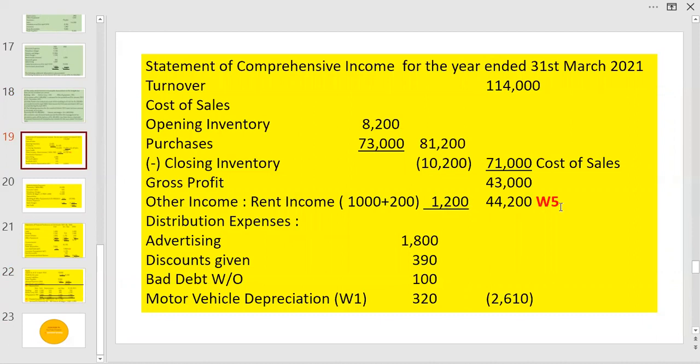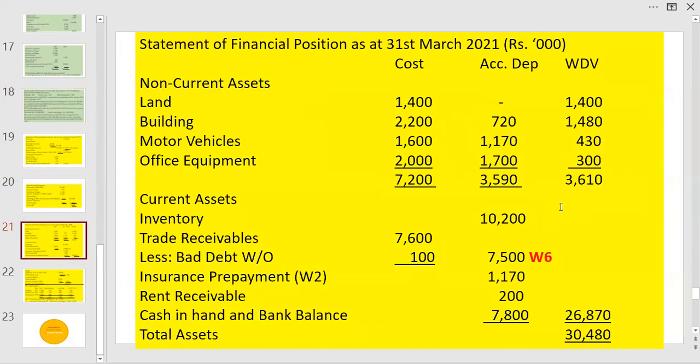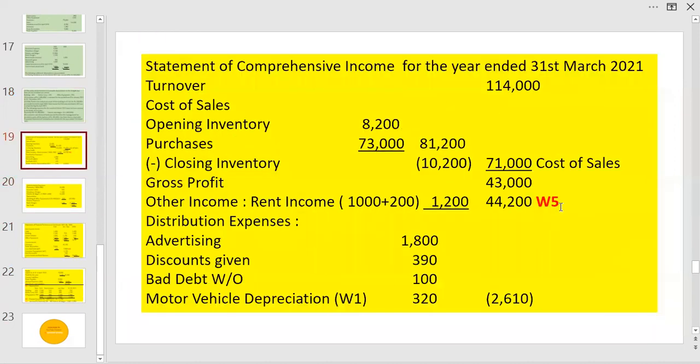Statement of comprehensive income for the year ended 31st March 2021. Turnover 114, cost of sales 71, giving us a gross profit of 43. Along with the rental income, it is 44.2. Expenses are shown under 3 categories.